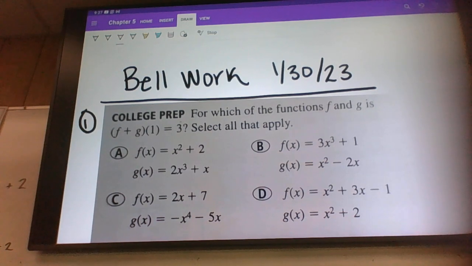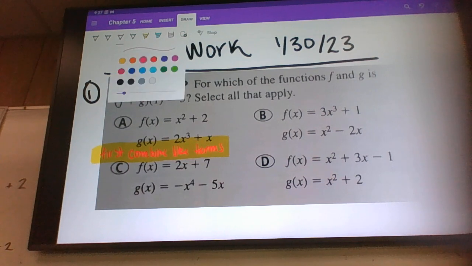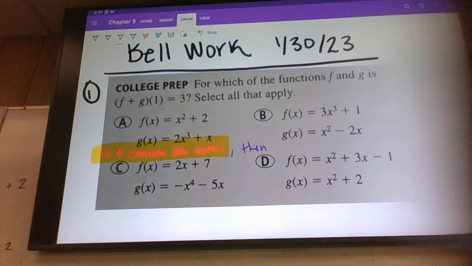Oh, I was confused. I was like, we get to do the next one again now. No, Adrian, look what I wrote right there in bright pink. First combine like terms, then plug in x equals 1.